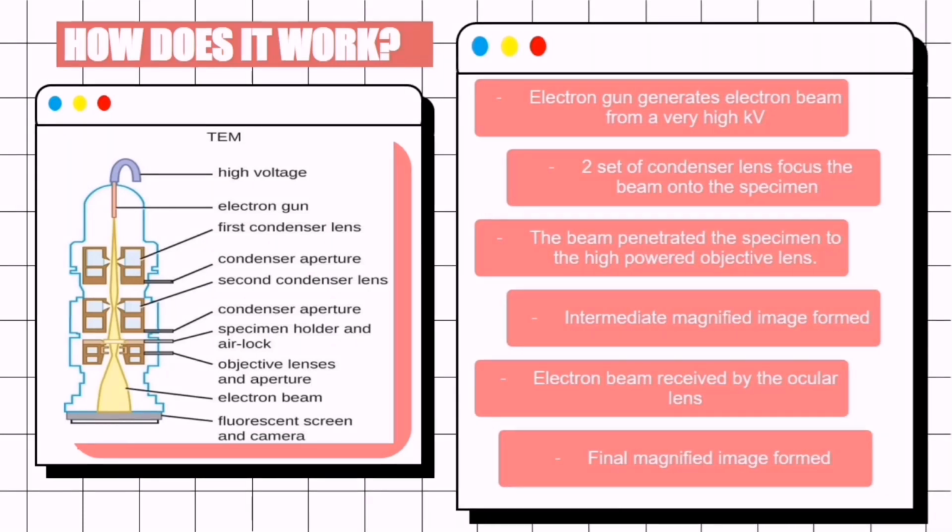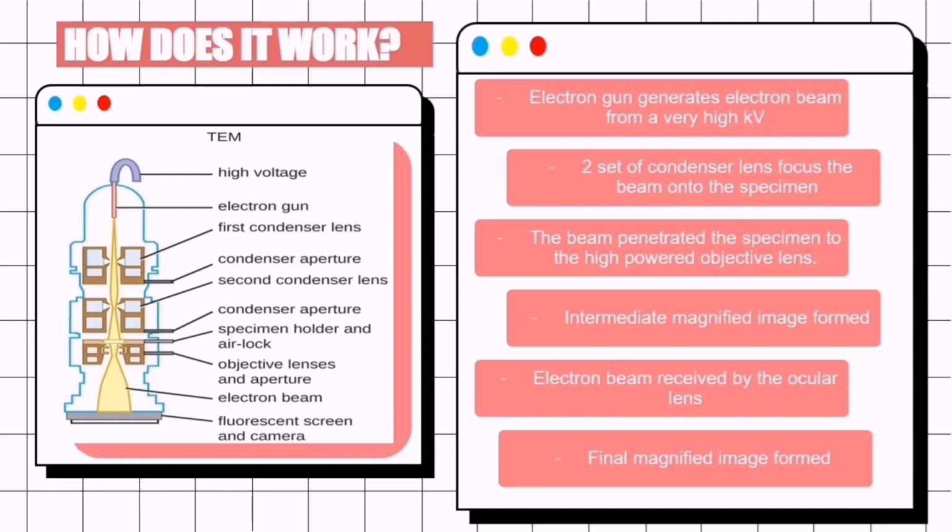First, an electron gun will shoot an electron beam produced from a very high voltage, and as the beam diverges, two sets of condenser lenses will focus the beam directly onto the specimen. It is also worth noting that a specimen to be used in an electron microscope needs to be less than 100 nanometers thin, which is 200 to 400 times thinner than the usual specimen that we use for an optical microscope.